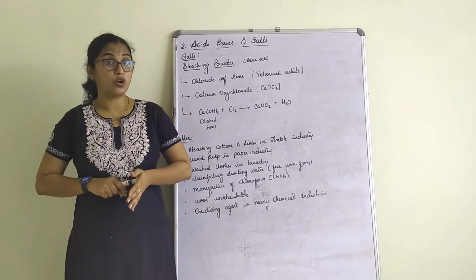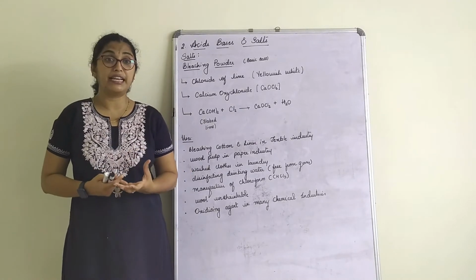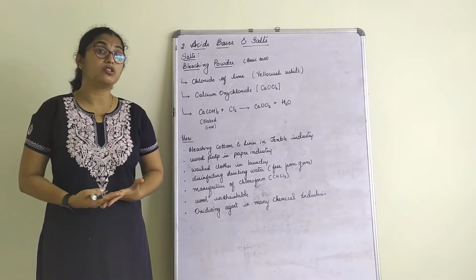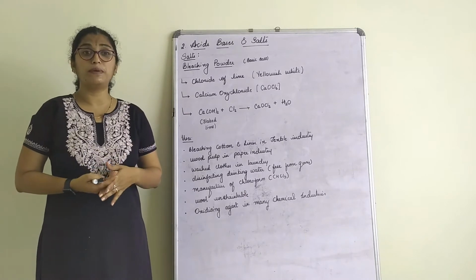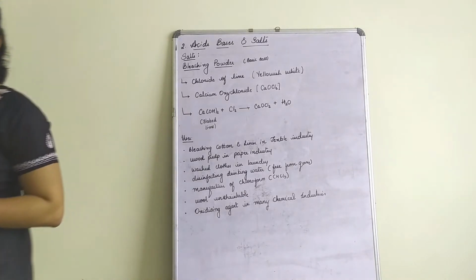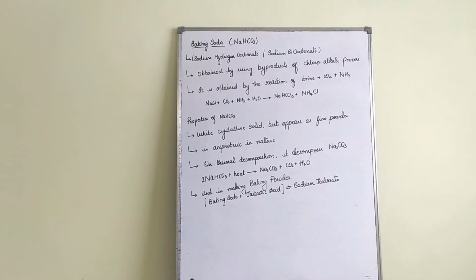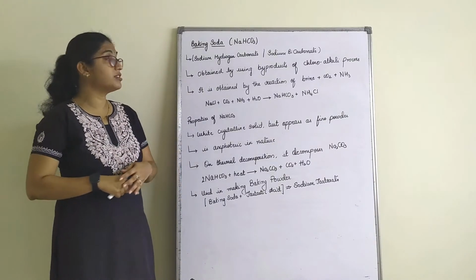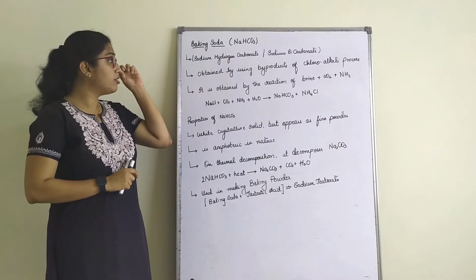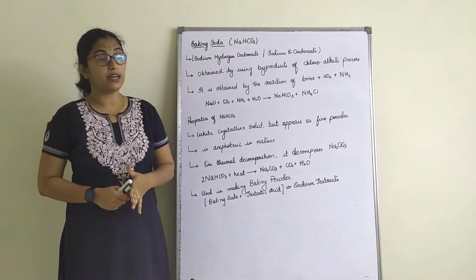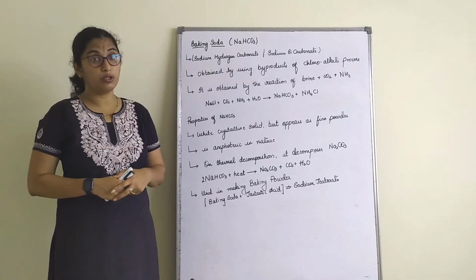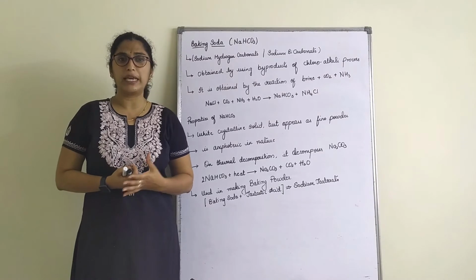Now we'll move on to the next salt, which we commonly use in our everyday kitchen, that is baking soda. Let's see how baking soda is prepared, what its properties are and what its uses are. So we'll study another salt which we commonly use in our kitchen, which is nothing but baking soda. We also call it sodium bicarbonate or sodium hydrogen carbonate, right? NaHCO3.